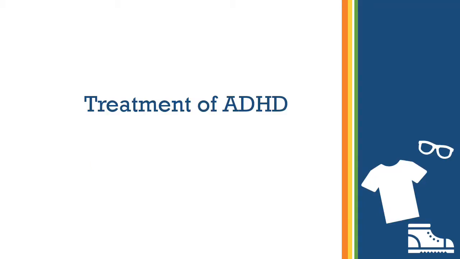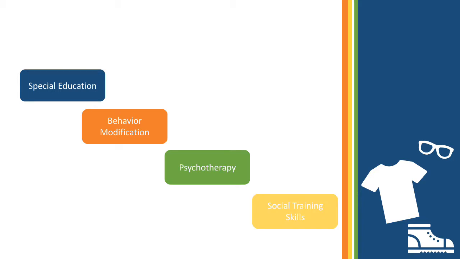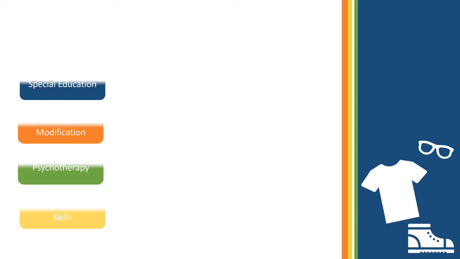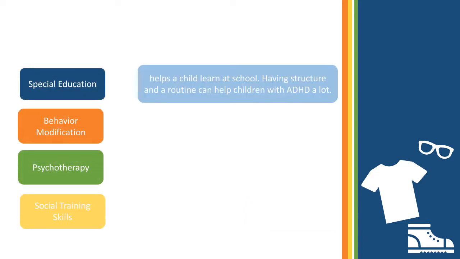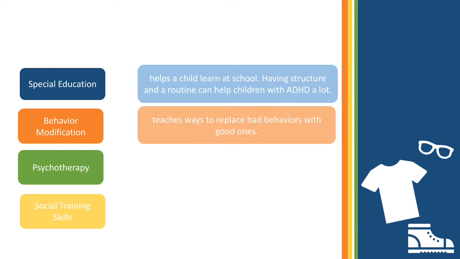The other treatment of ADHD is therapy: special education, behavior modification, psychotherapy, and social skills training. Special education. It helps a child learn at school. Having structure and a routine can help children with ADHD a lot.